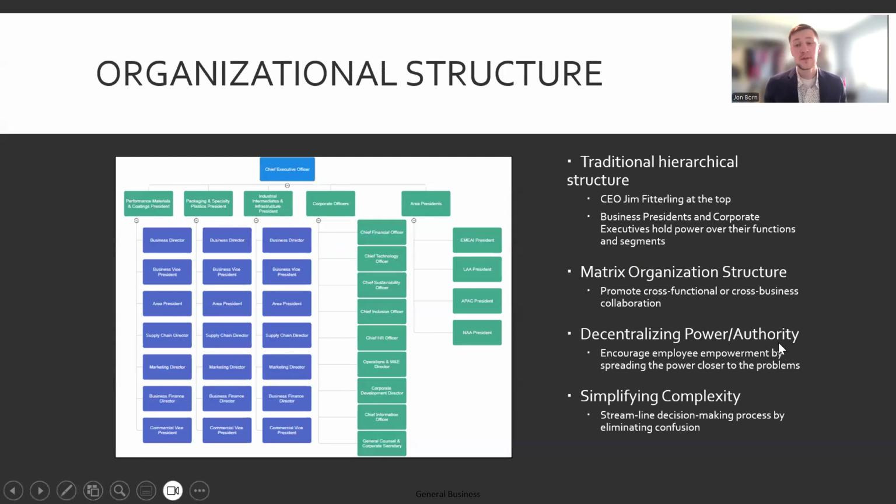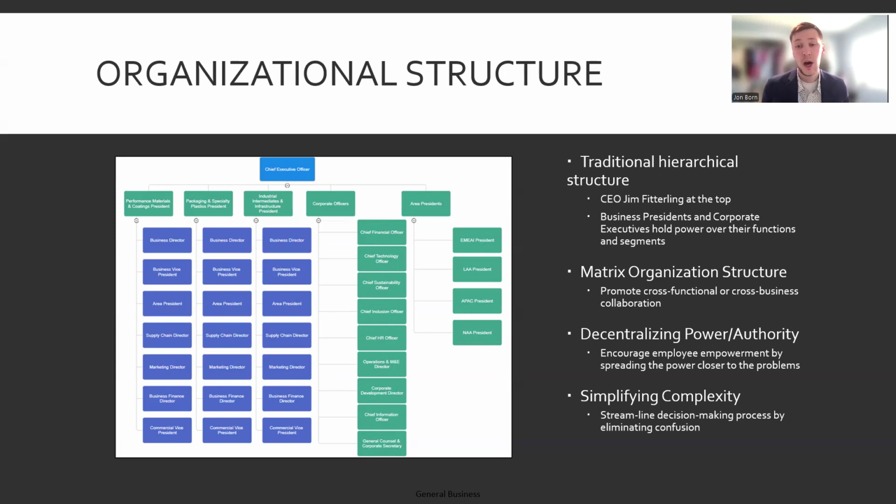The organizational structure of the Dow Chemical Company is a traditional structure. The CEO is at the top, Jim Fitterling, and then the business presidents are under him, and the corporate executives as well are under Jim, and they hold the power over their functions and segments, but roll up to the CEO.